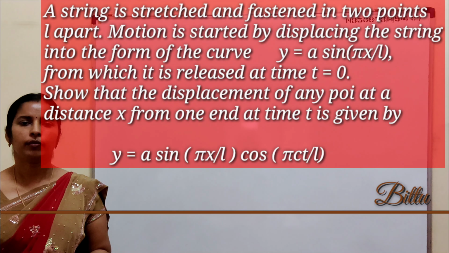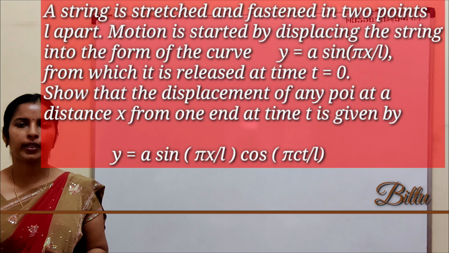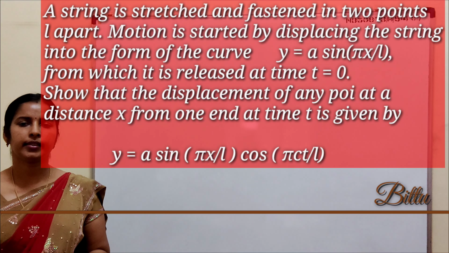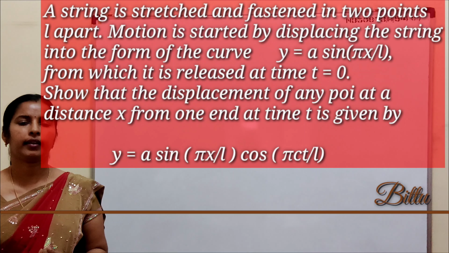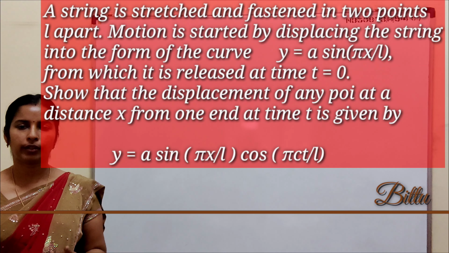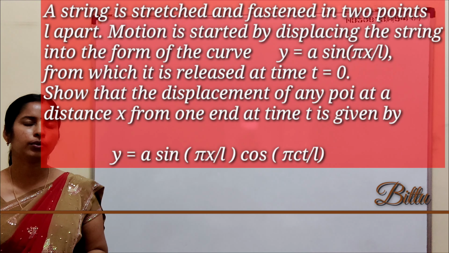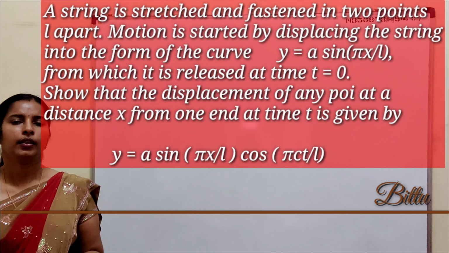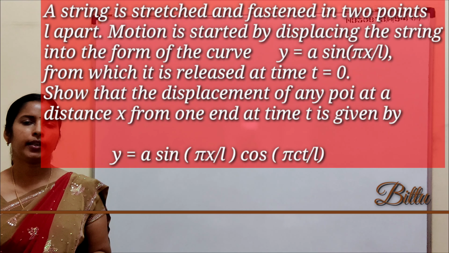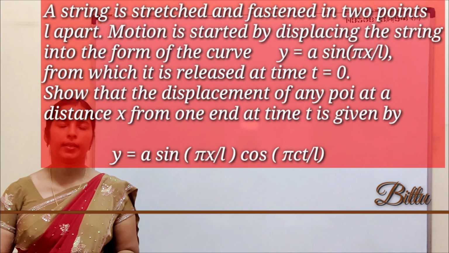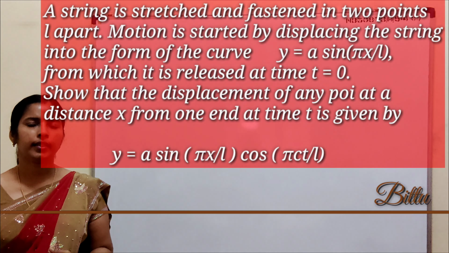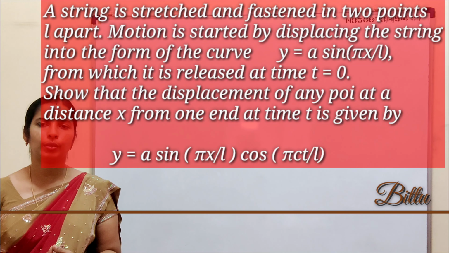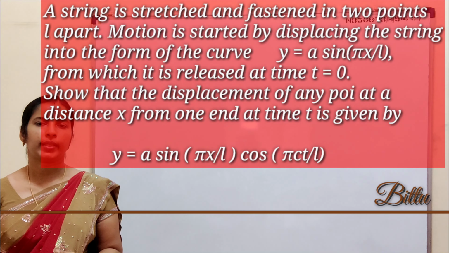See, in this question, we have to show that the displacement y, that is our y(x,t), at any point at a distance x from one end at any time is a sin(pi x by l) cos(pi ct by l). In these types of problems, you can find the displacement at any point on the string, y(x,t), by considering its boundary conditions and initial conditions, and then put these conditions in our solution. Then we will get the displacement y(x,t).